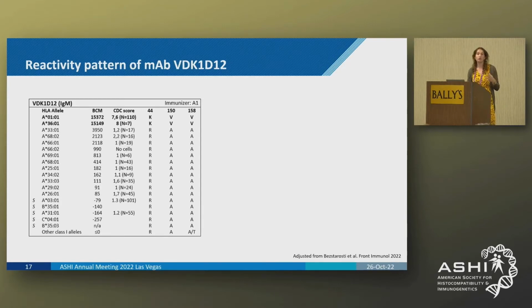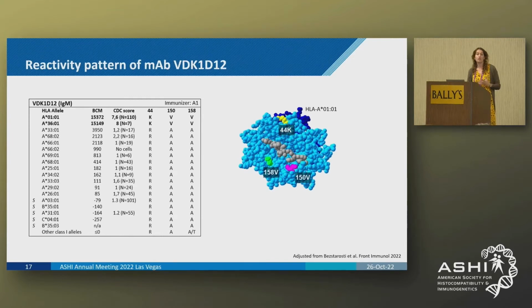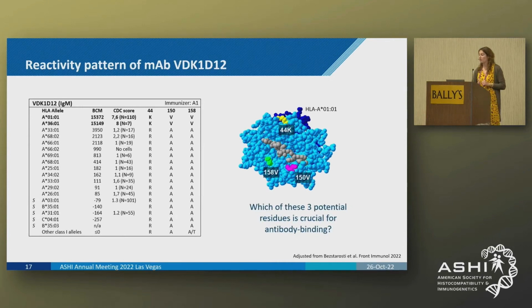So therefore we also looked into the CDC scores to see if there was really binding of the antibody on a cellular level, and then we see that really the A1 and A36 are also positive in the CDC assay. So we considered these two alleles positive for this monoclonal antibody, and then looked at which of these three potential amino acid residues would be crucial for the antibody binding to the HLA-A1 molecule. That's a question which we try to solve with this strategy.